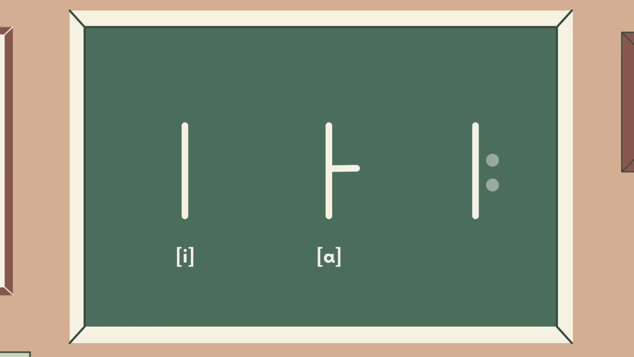This vertical line here is E. It looks like an I, E. When we add an extra stroke on the right side of E, it becomes A. One more dot or stroke on the right side becomes Ya. Remember, when we add two dots or two strokes on the line, it always has a Y sound.